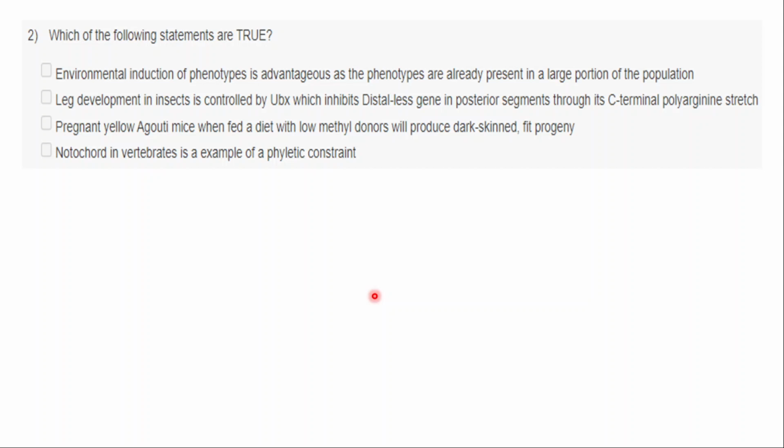Okay, I have read out all four options to you, and you have to tell me which of the following statements are true. Let's take a minute or two to allow all the students to answer, and then I'll reveal the correct answer.